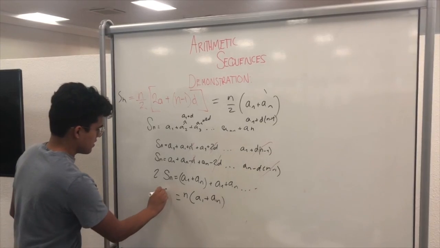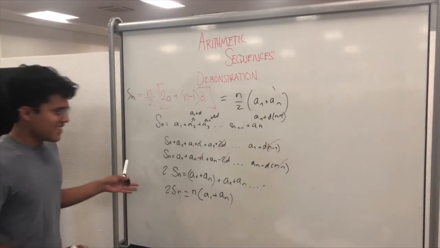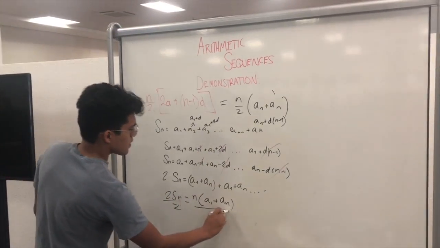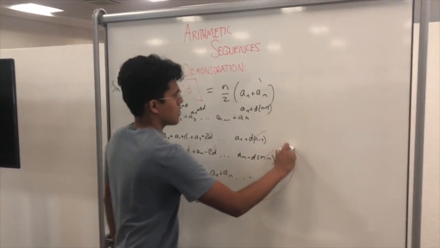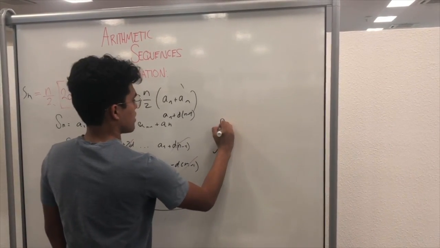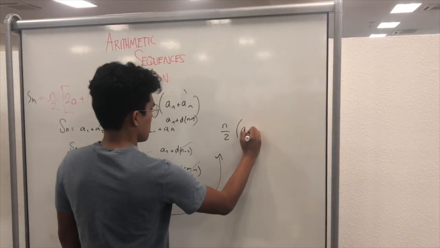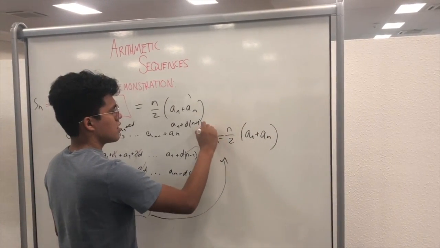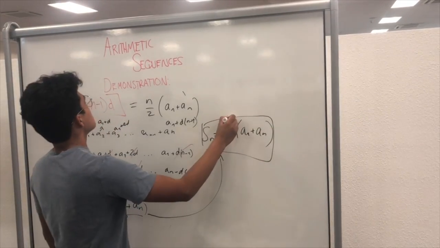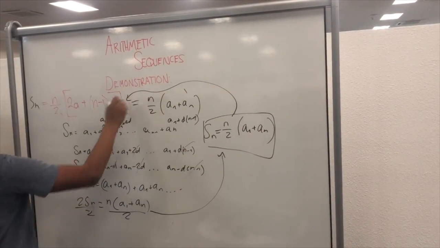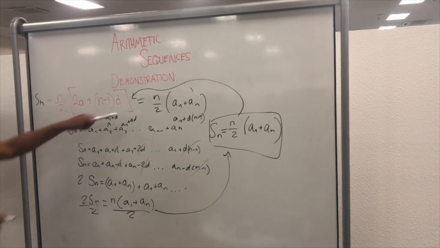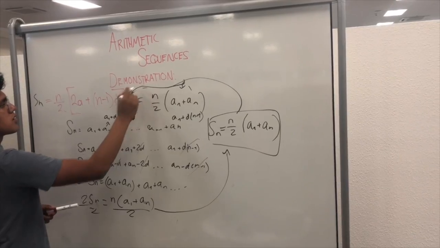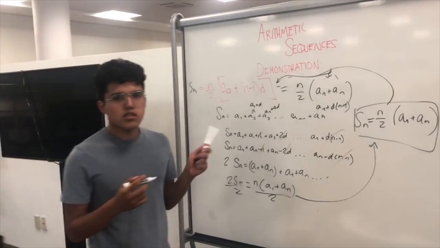You can simplify this by just dividing by 2 on both sides, and that would leave us with n divided by 2 times a1 plus an equals Sn, and that is equal to what we were talking about in the beginning, which is equal to this one over here, because we use the same method, using different variables.